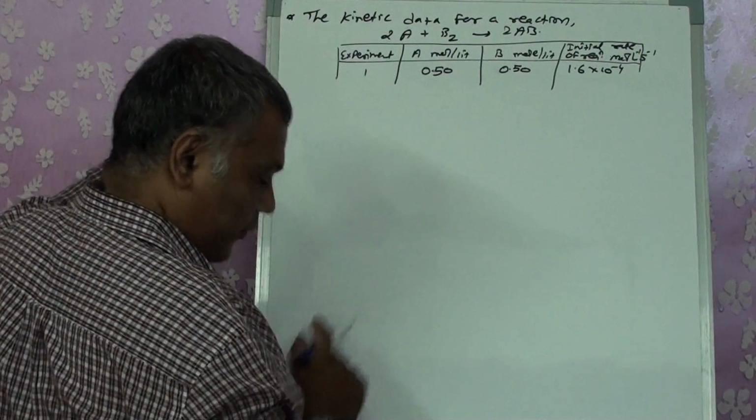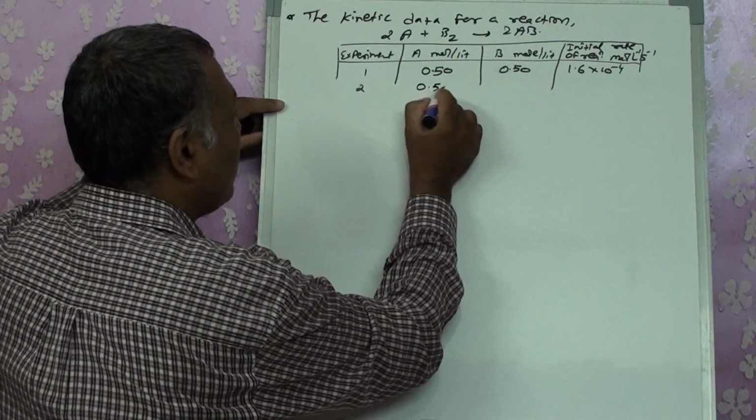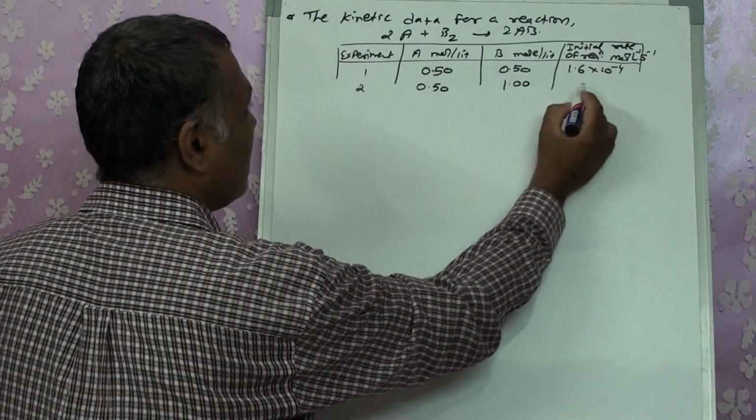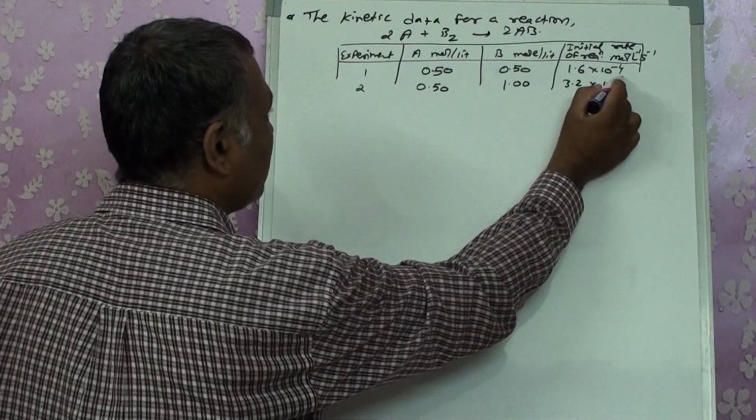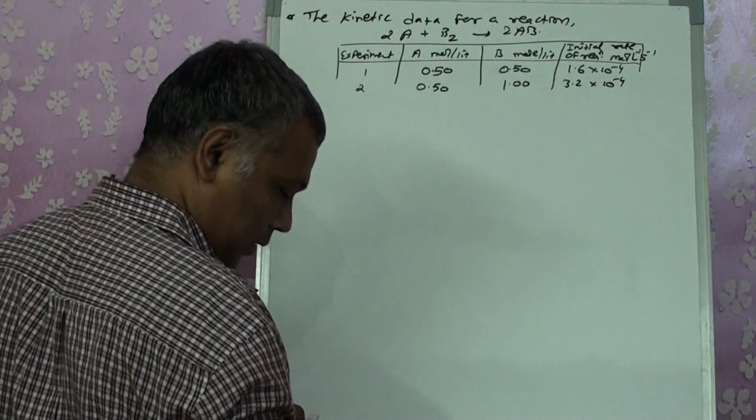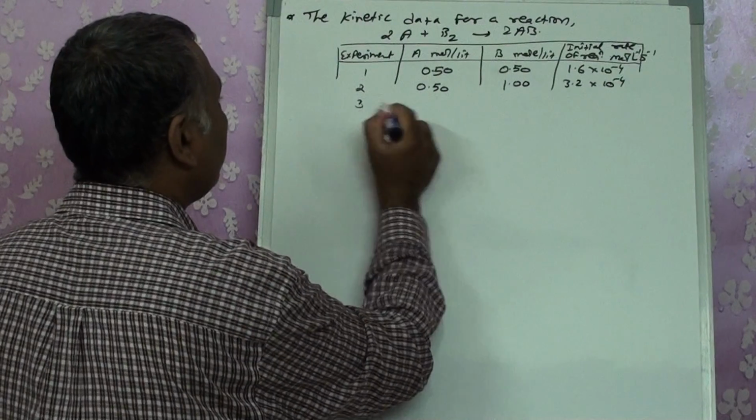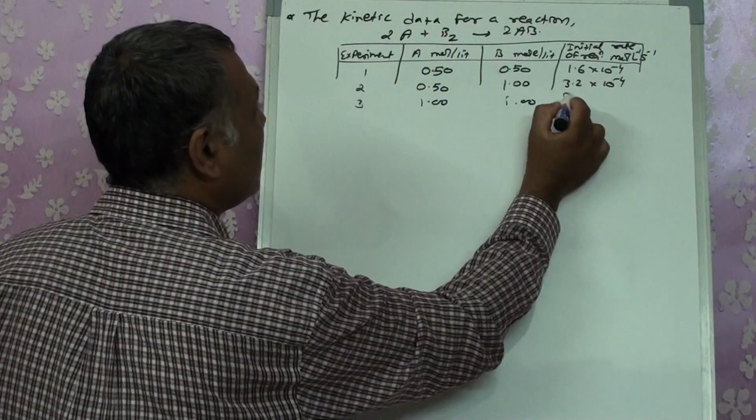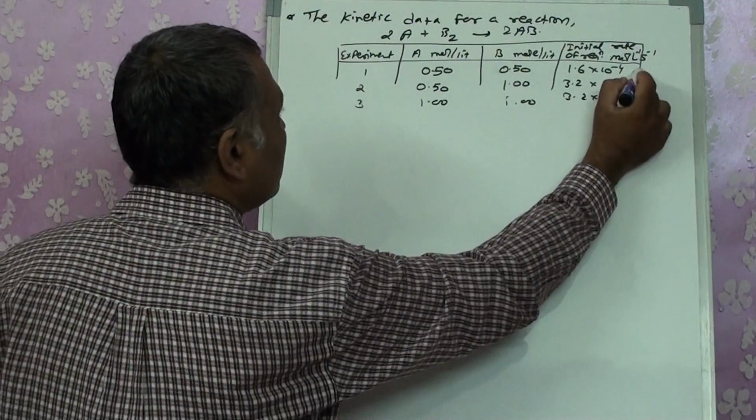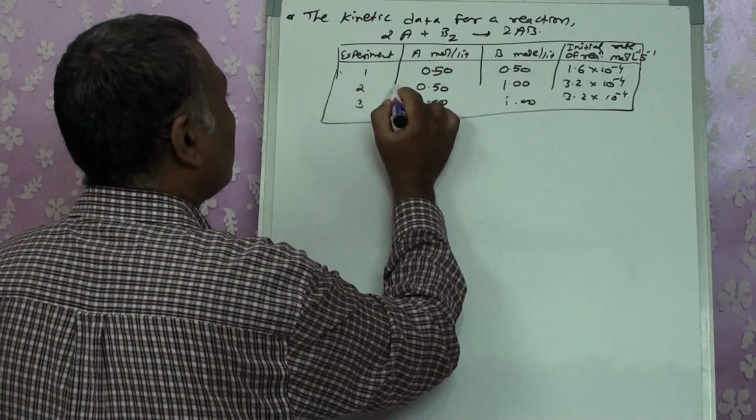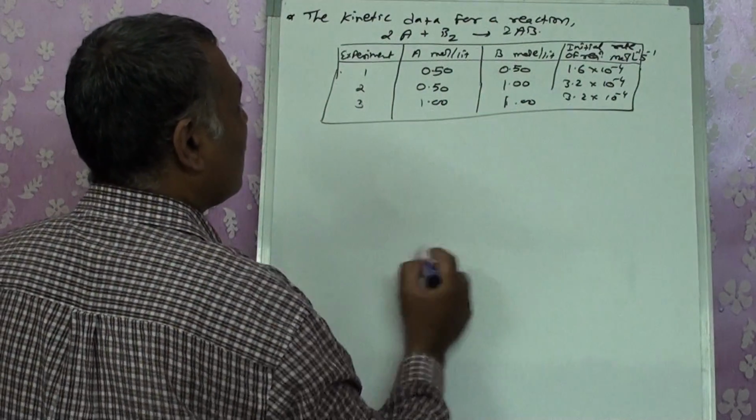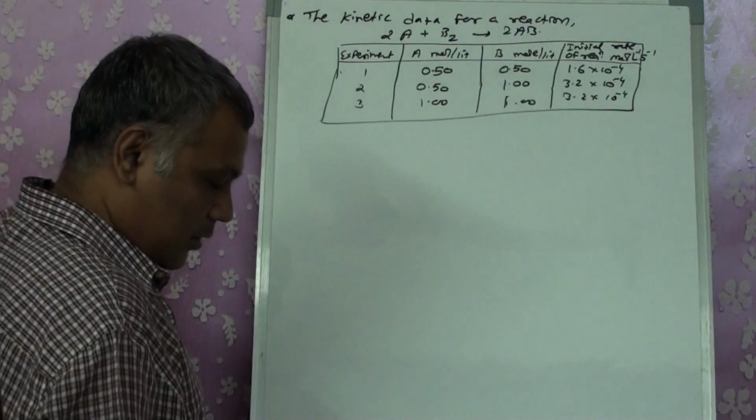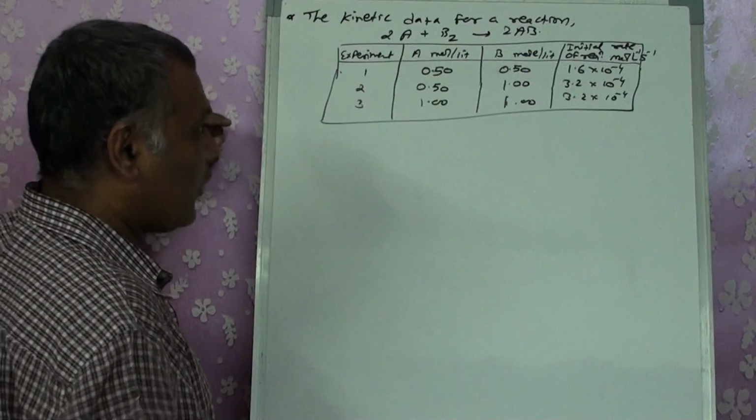Right? The second one: 0.50, 1, 3.2 into 10 raised to minus 4. Again, for the third experiment, 1, 1, we get 3.2 into 10 raised to minus 4. For this given data, you have been asked to write the rate law and calculate the order of reaction.